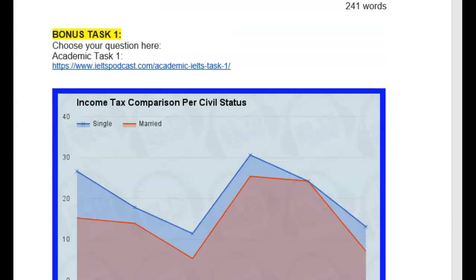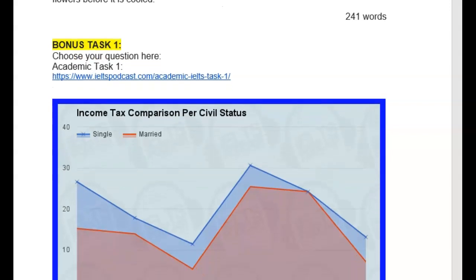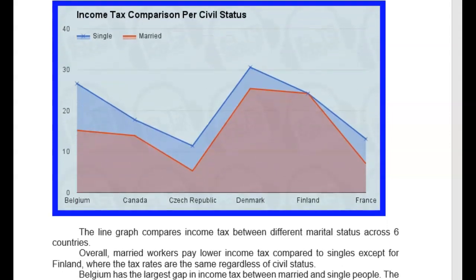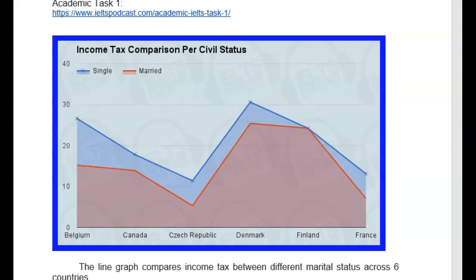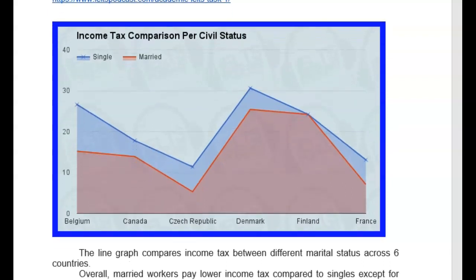All right. I don't know. Is this one of ours? Let's see. Let's see. Income tax, depending on status. Let's see.